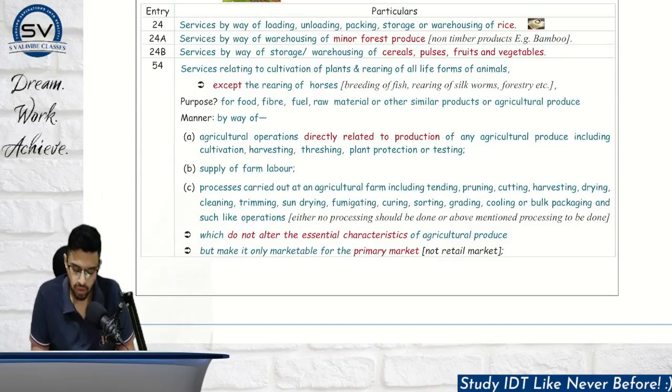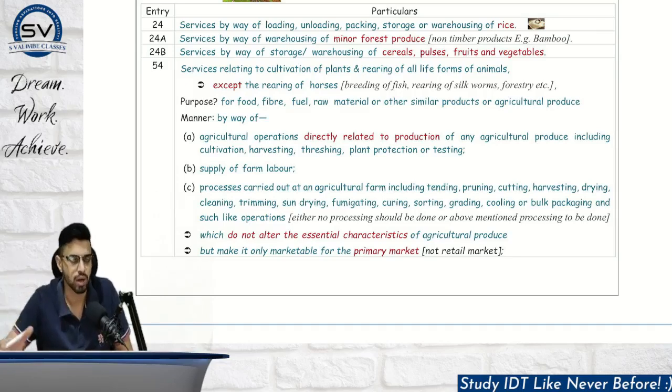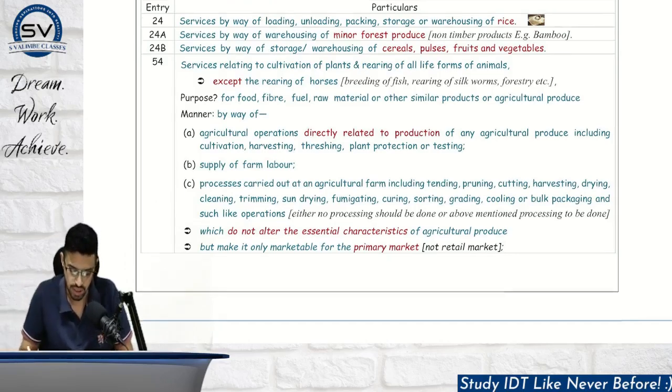Next, services by way of warehousing of minor forest produce. Now here 2 points are to be focused upon. Point number 1, here we are covering only warehousing. Mark this point, only warehousing. Loading, unloading, packing is not exempt. You have to focus on these points. These are testable in your MCQs. And second, what do you mean by minor forest produce? Minor forest produce basically which is non-timber products, for example, bamboo or tendu leaves. These are directly not timber products, right? So those related products, non-timber products, if any warehousing is happening, the consideration is exempt from GST.